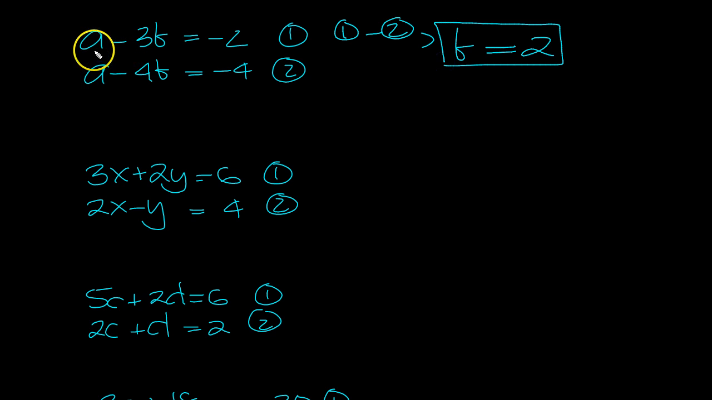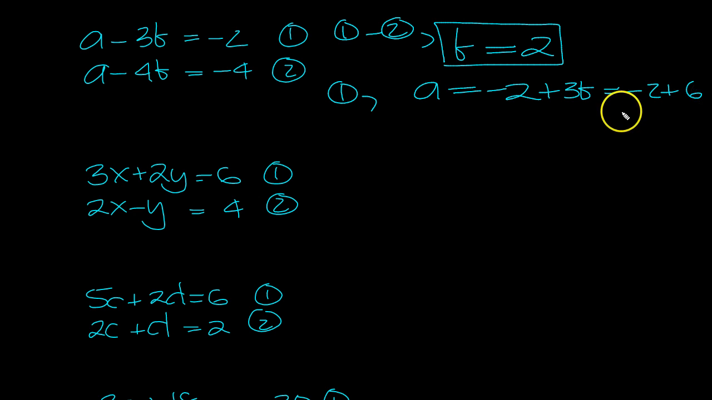And by either one of these, a, by number 1, is minus 2 plus 3b, isn't it? Equals minus 2 plus 3 2's is 6. So a is equal to 4. We can check the answer's correct, can't we? a is 4 and b is 2.